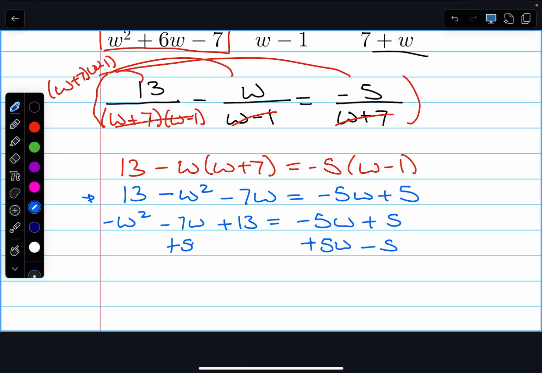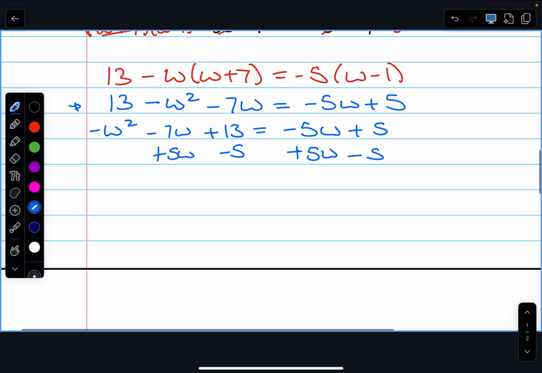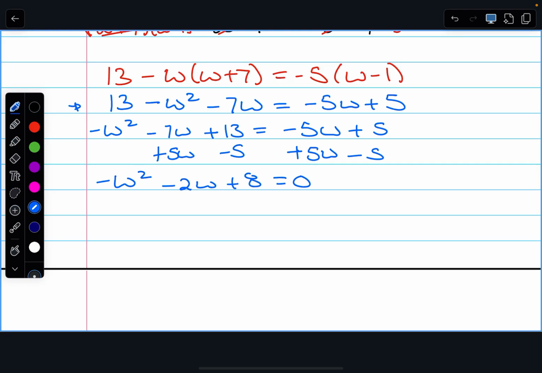So we're going to add 5w, and we're going to subtract 5. And that gives us negative w squared minus 2w plus 8 equals 0. So then we talked about it, and one of the issues that we noticed is that it's a negative w squared. Now, we can factor it this way, but I prefer to factor where my squared is positive.